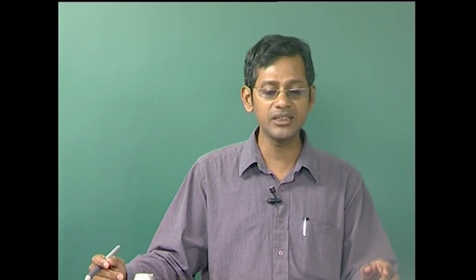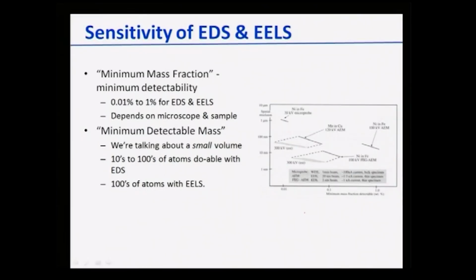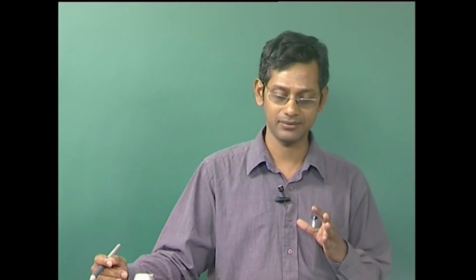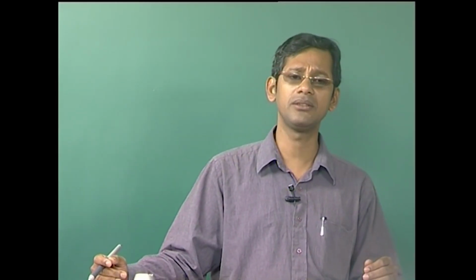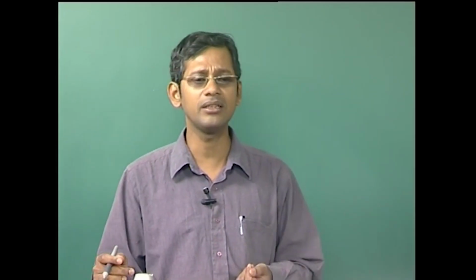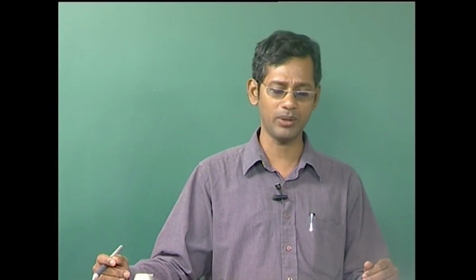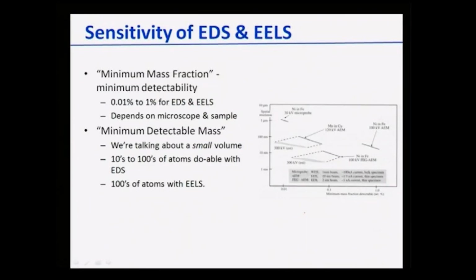The second important thing you would also like to know when doing such an investigation is the sensitivity of EELS as opposed to EDS. Sensitivity means, if I have an element present at, suppose, 0.01 percent, can I detect it? All well said and done, the sensitivity of EDX is very poor when the element percentage is as low as 0.01 percent. So the minimum detectable mass in case of EDS is tens to hundreds of atoms, but with EELS it will be very small, it will be hundreds of atoms.